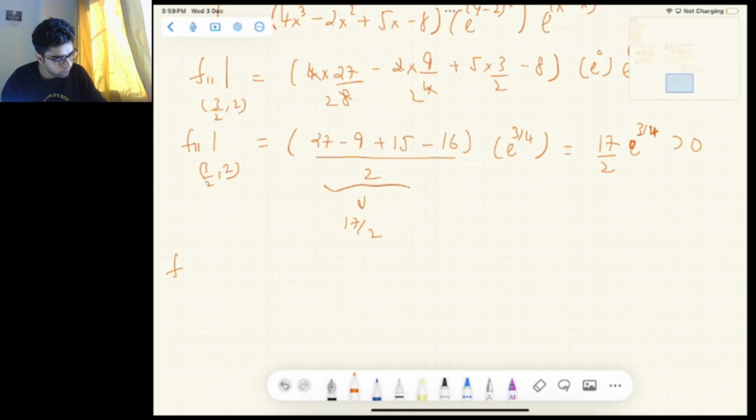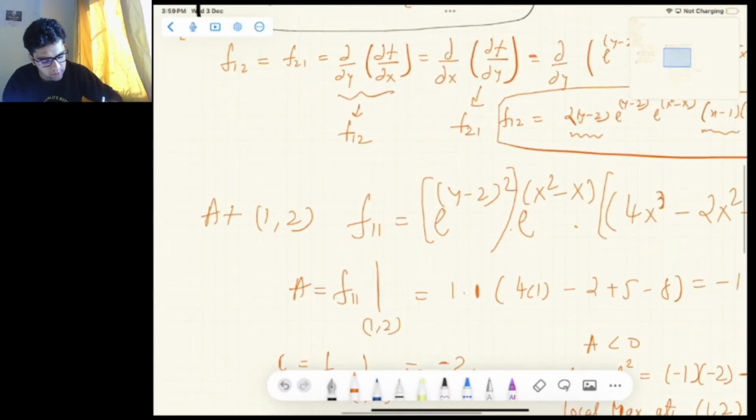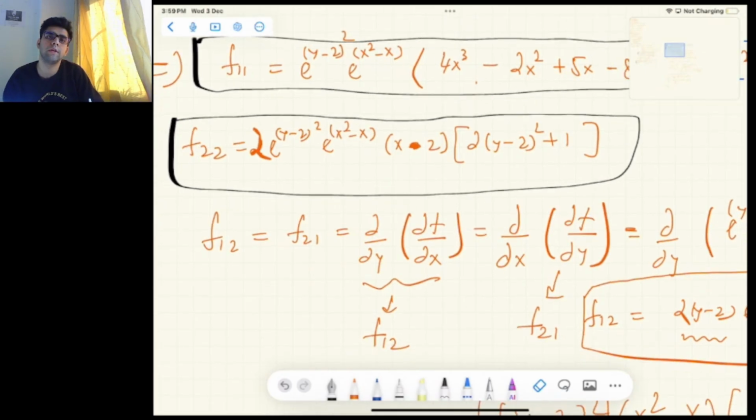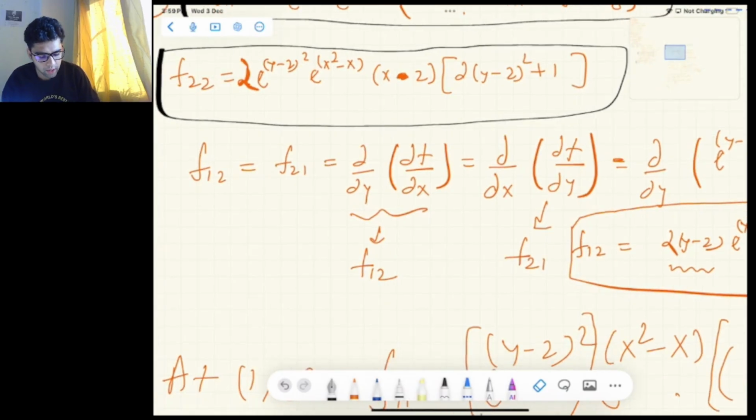So f11 at 3 by 2, f22 at 3 by 2 comma 2, this becomes 3 by 2 comma 2. If I just substitute 2 here, I get 0, so I get 1 overall, and again 2 into, if I substitute 3 by 2 here, I get 3 by 4, 2 e to the power 3 by 4, and minus half and 1.